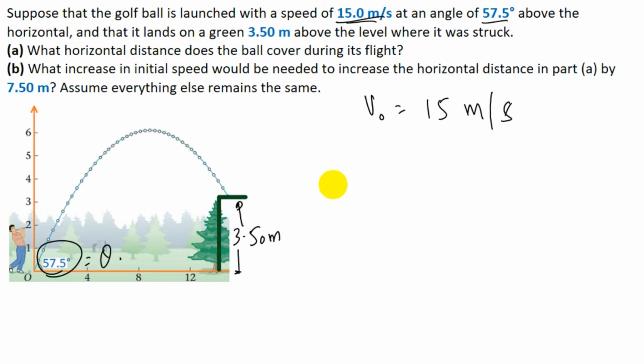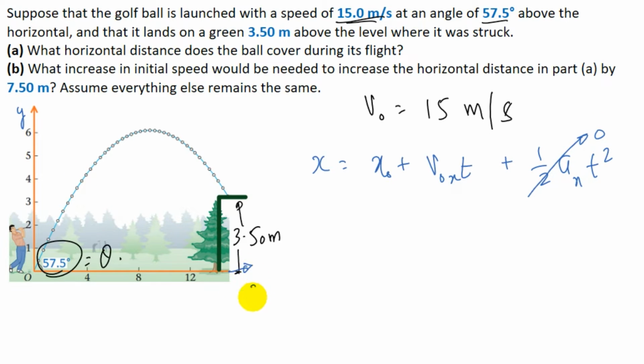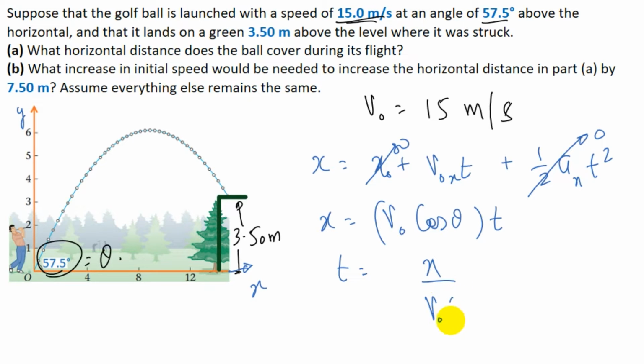If you see the horizontal motion of the ball, we can use this equation: x equals x0 plus v0x times t plus 1 over 2 ax t square. Now there is no acceleration in the x direction, so this is 0. This is our y direction. This is the x direction. Then x0 is also 0 because it starts from the origin. So x equals v0x, which is v0 cosine theta, the horizontal component of the velocity, multiplied with t. From here time t equals x over v0 cosine theta.